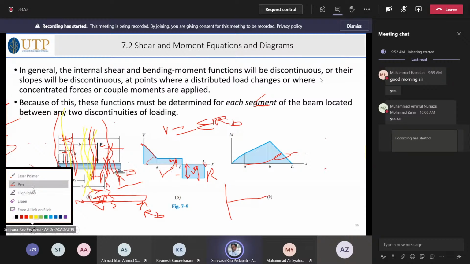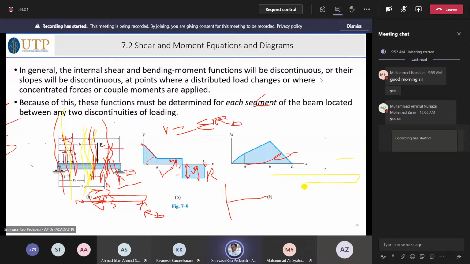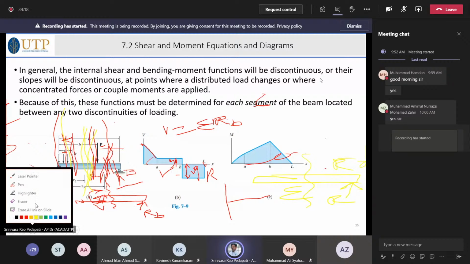So what is the graphical manner here? What is the moment equation in the section? Suppose the moment equation, if there is a force of R and you take the section here, is R times x. So R times x is a linear variable. That is what is shown here.